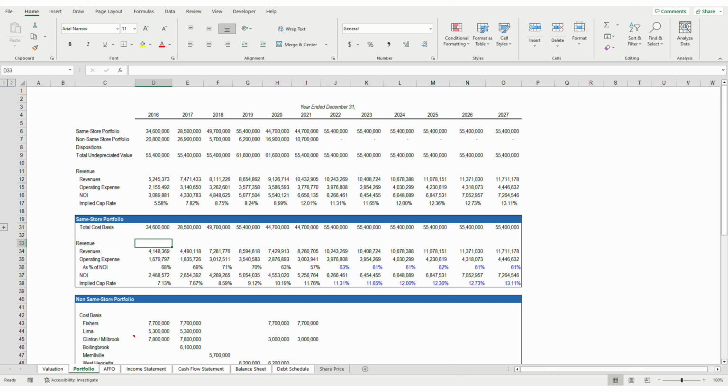Effectively, this means that using the acquisition price as our value for the properties, we should see our implied cap rate grow as revenues grow, while the value of the same store portfolio, determined by acquisition price, remains the same. So that is the valuation philosophy I use to value SELF.